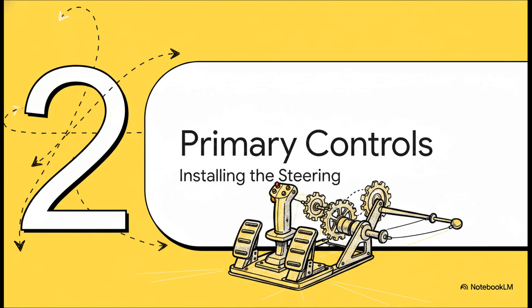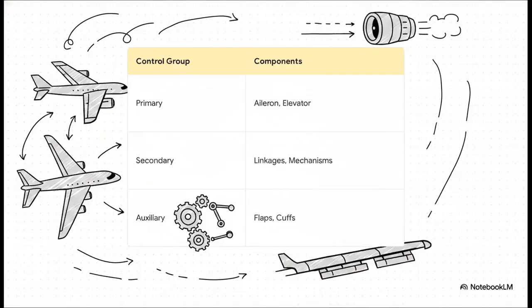Moving right along to part 2, primary flight controls, installing the steering. Okay, so we've got our invisible lines mapped out. Now it's time to add the actual physical hardware. This is where we shift from theoretical axes to the tangible stick and rudder mechanisms that pilots actually get their hands on. Flight controls are basically carved up into 3 main groups: primary, secondary, and auxiliary.